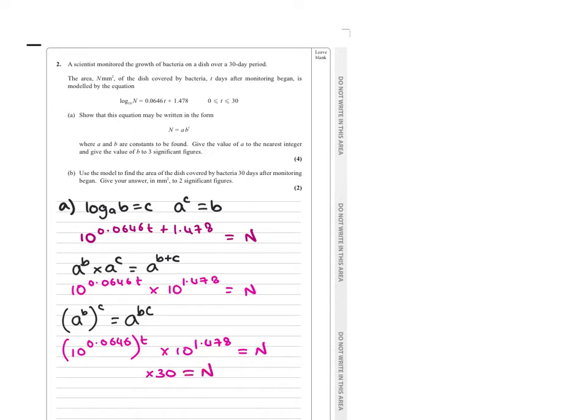Okay? Then when I put 10 to the power of 0.0646, I get 1.603, 3 significant figures, 1.16 to the power of t. So now I'm going to rewrite that. So therefore, n equals 30 times 1.16 to the power of t. Okay? Make sure you've rounded it correctly.